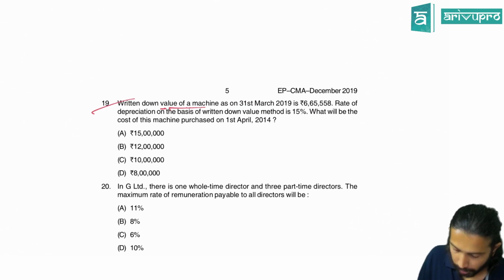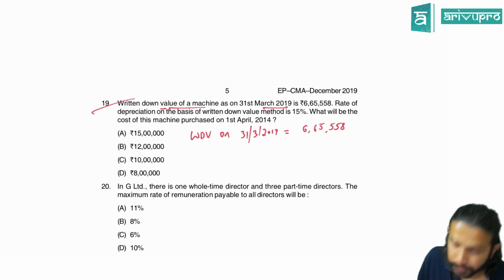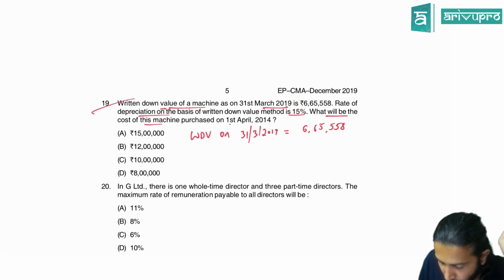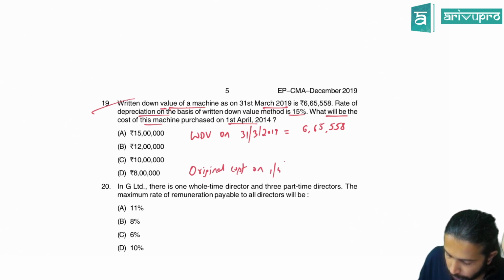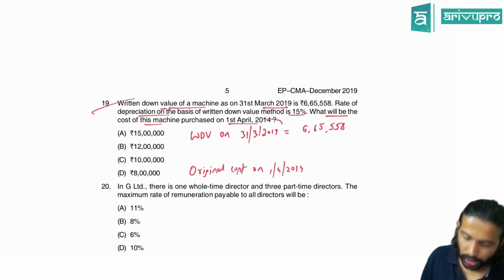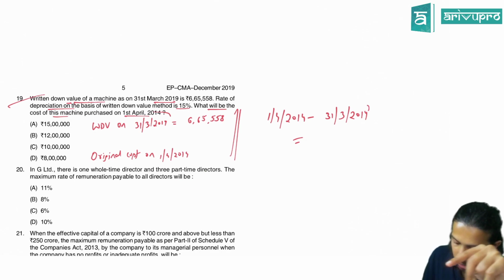Written down value of the machinery, WDV, as on 31st March 2019 is 6,65,558 rupees. Depreciation rate is 15%. To calculate depreciation from WDV, we require the depreciation rate, which is given as 15%. What will be the cost of the machinery on 1st April 2014? They are asking you to compute the original cost of the machinery on 1st April 2014. Meaning you purchased this machinery in 2014, and currently you are at 31st March 2019. From 1st April 2014 to 31st March 2019, how many years?